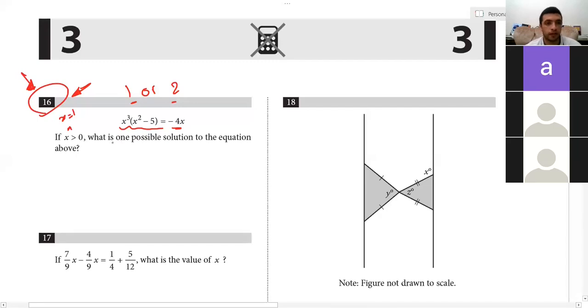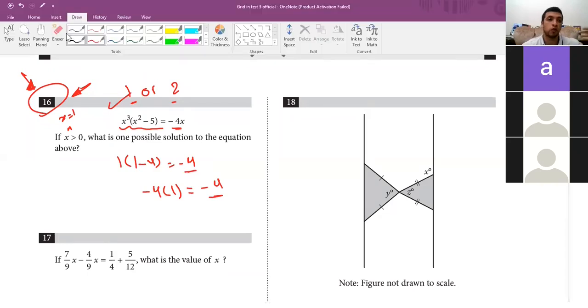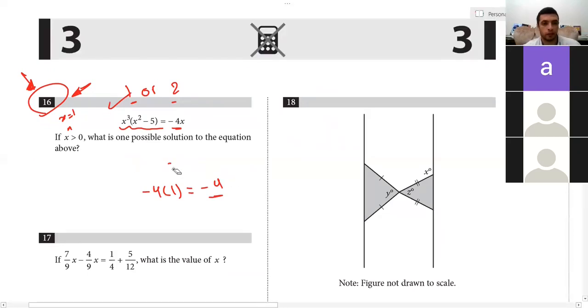If it's not, you are going to try another number. I'm going to try x equals 1. 1 multiplied by 1 minus 4 equals negative 4. Then I'm going to try 1 on the other side. Negative 4 multiplied by x, which is negative 4 multiplied by 1, is also negative 4. So x equals 1 works. You can just write it down. What is the perfect solution, the mathematical one?